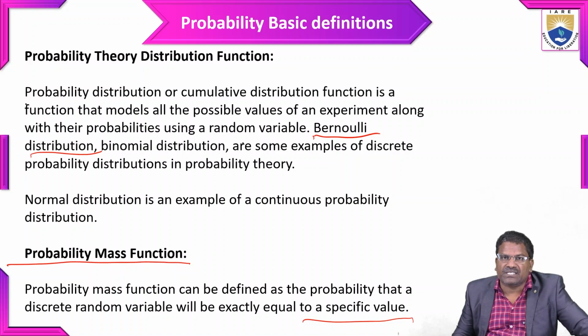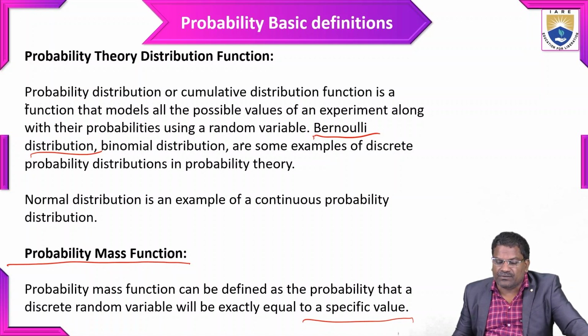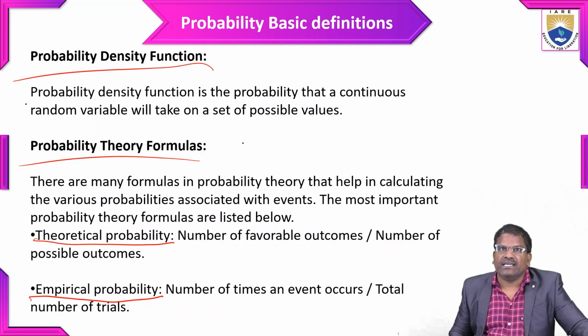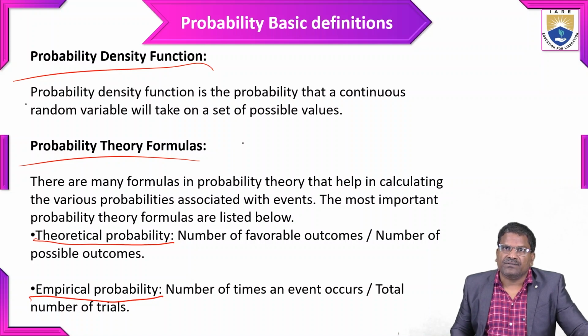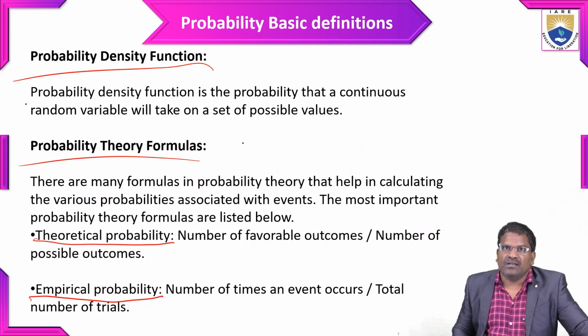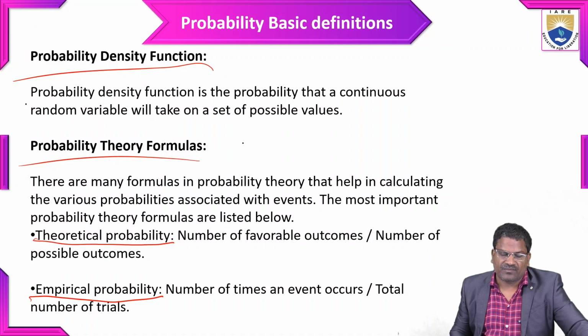The probability mass function is defined for a discrete random variable. Probability mass function can be defined as the probability that a discrete random variable will be exactly equal to a specific value. Now let us see probability density function. Probability density function is the probability that a continuous random variable will take on a set of possible values.